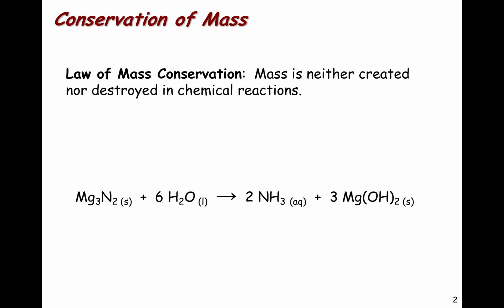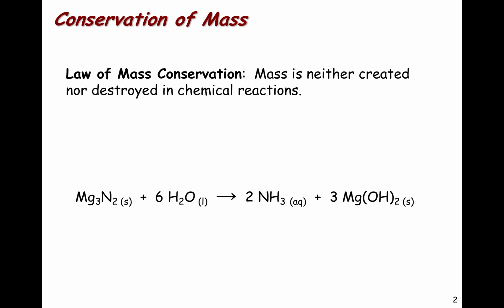For example, if I were to do a chemical reaction as shown here, I would take a substance such as magnesium nitride, which has a formula where there are 3 magnesiums connected to 2 nitrogen atoms. This happens to be a solid material, hence after the formula you have the parentheses S.